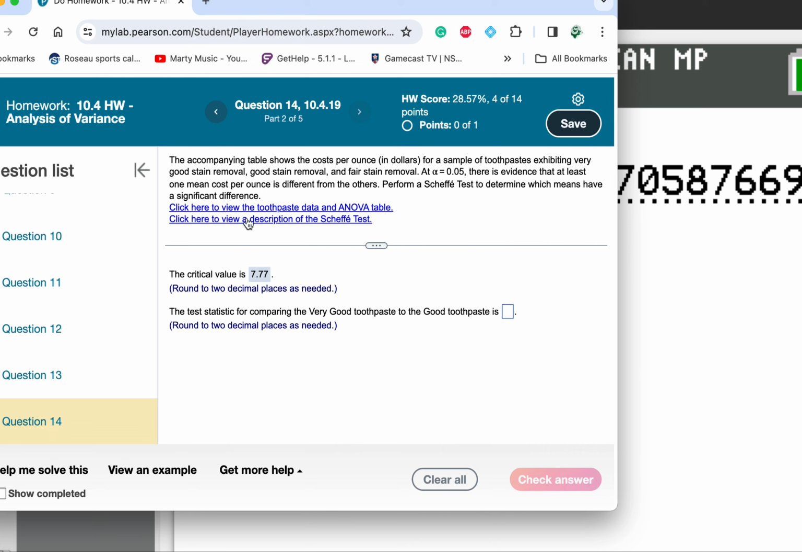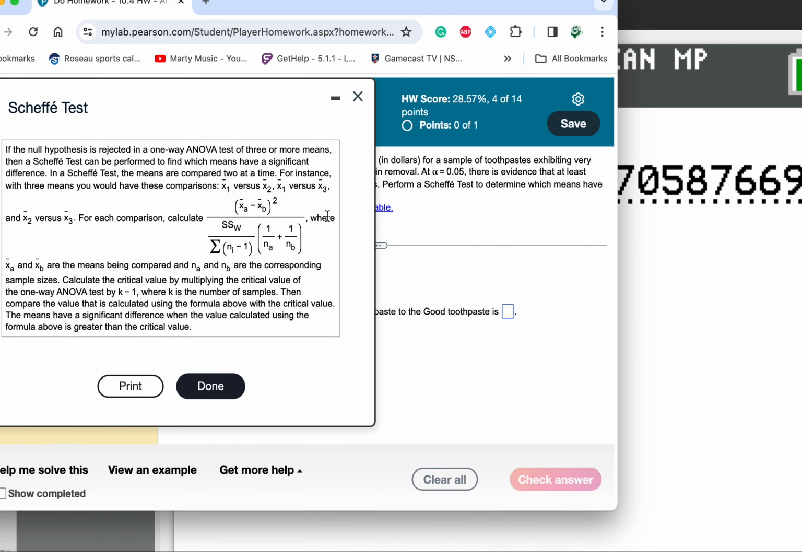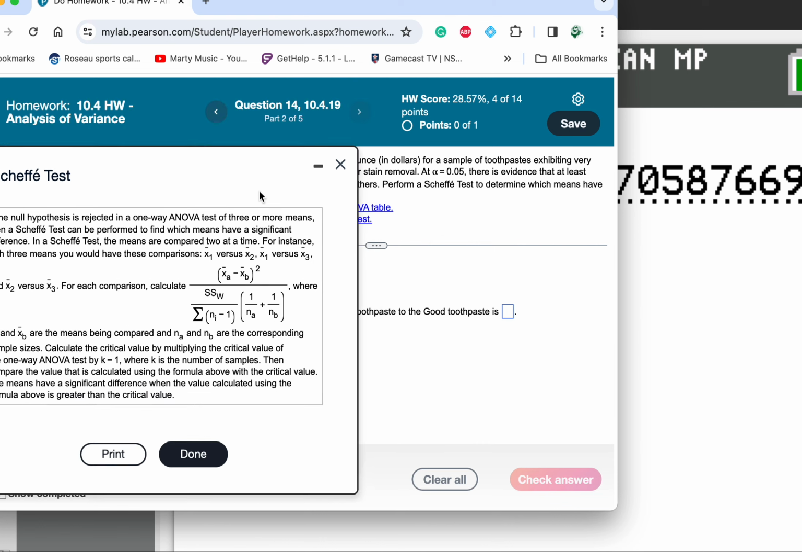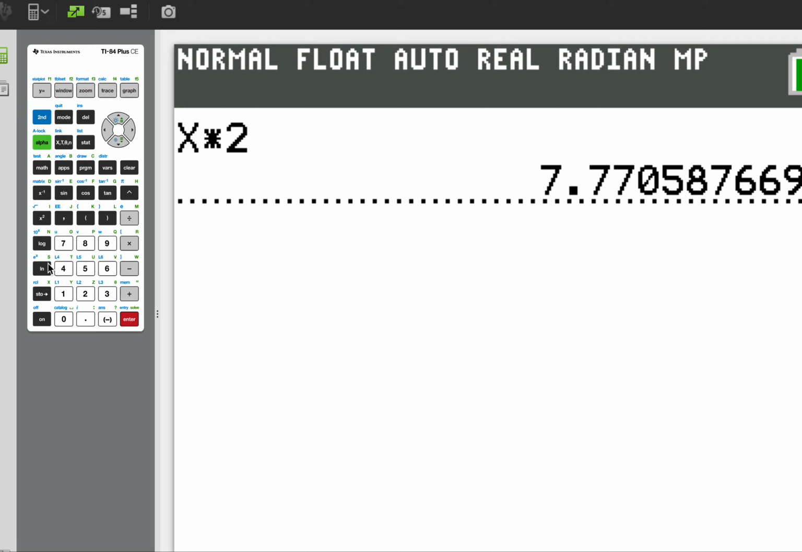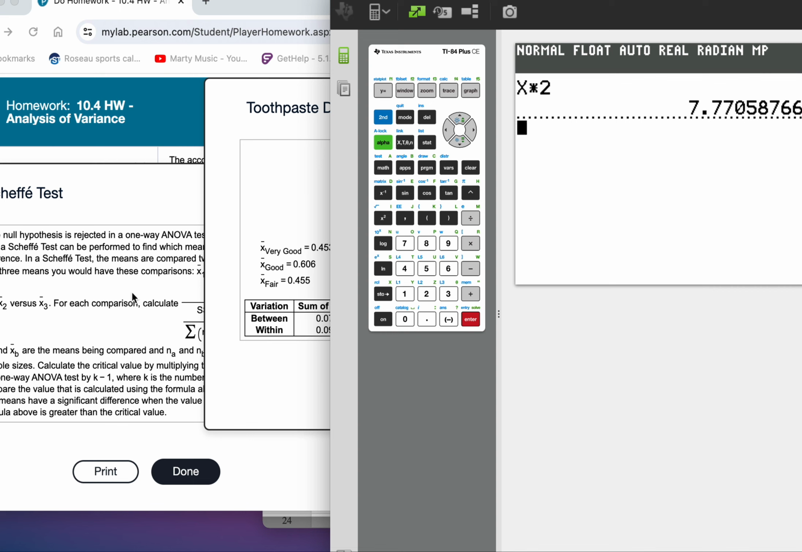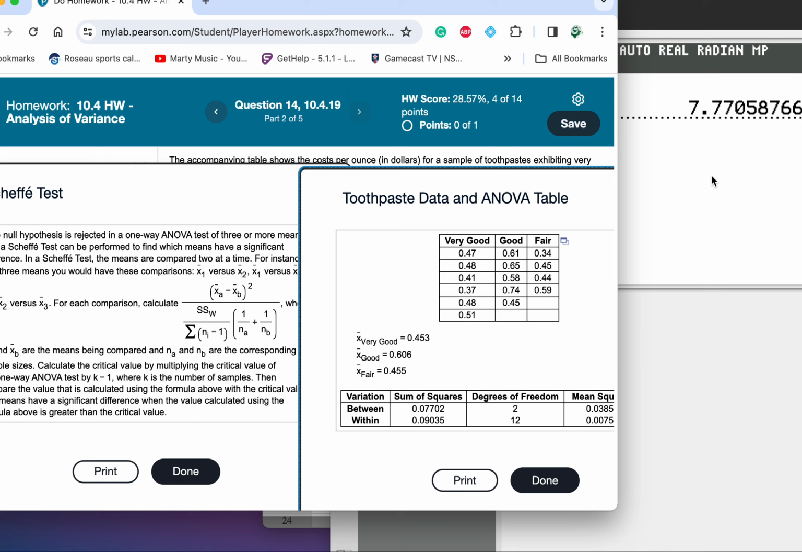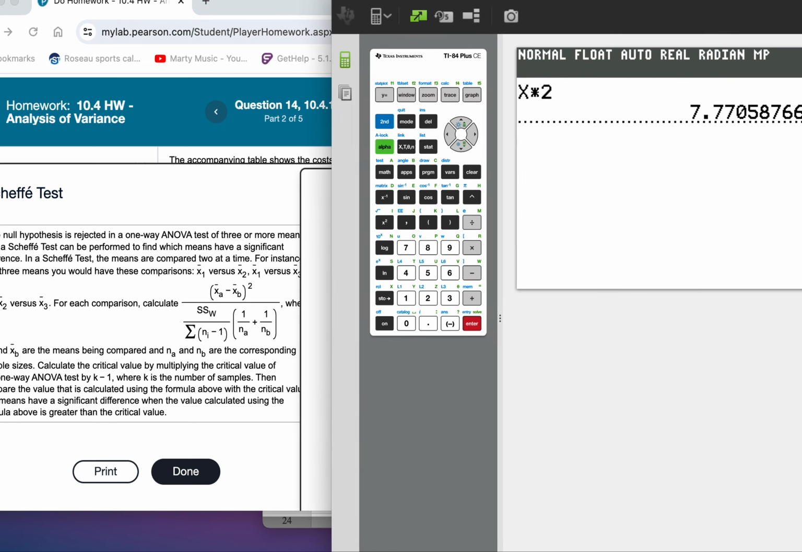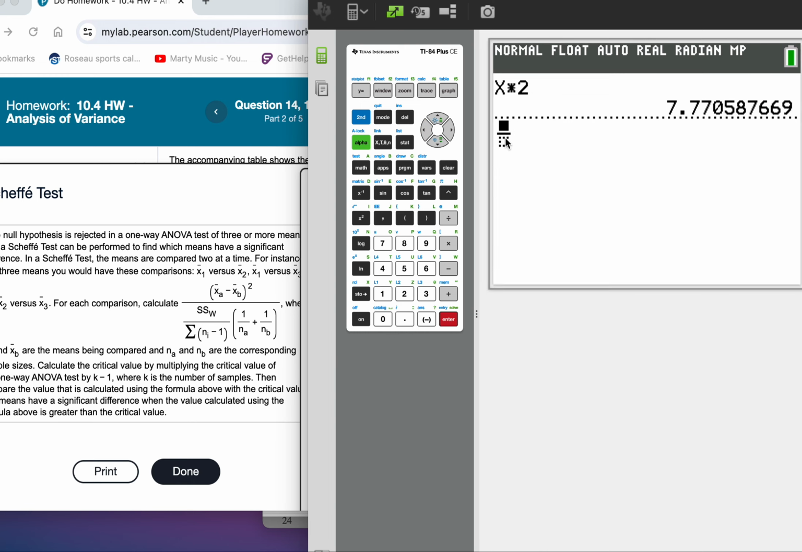We're going to go into here, where this is the formula for it. I'm going to make this smaller. I'll just move it over to the side. And then the other thing we need is the data, which is here. Okay, so here's my calculator. I'll make it a little smaller here so you can see all of it. Okay, so I want this formula, and I got most of the numbers. Okay. Well, anyways, I'm going to go math, fraction.